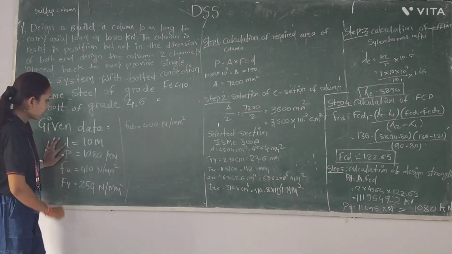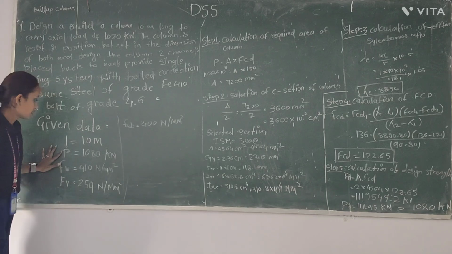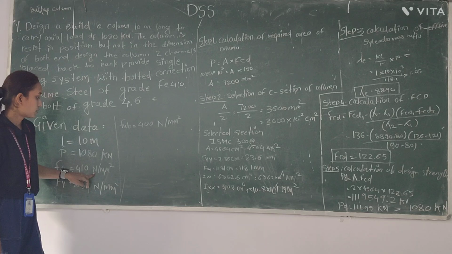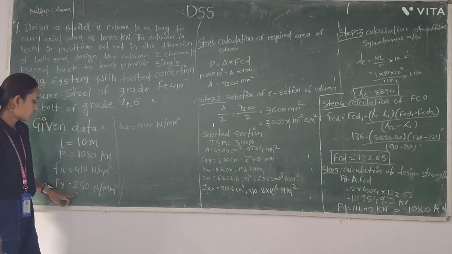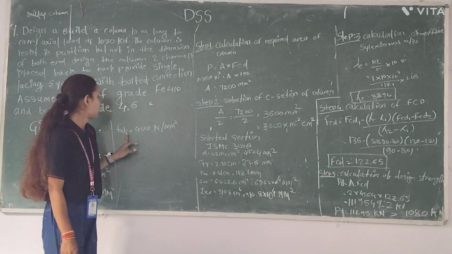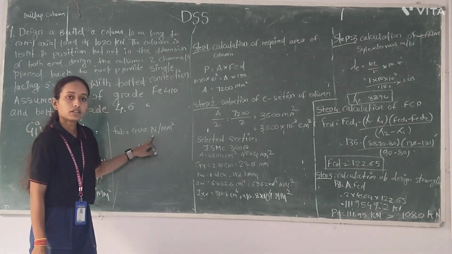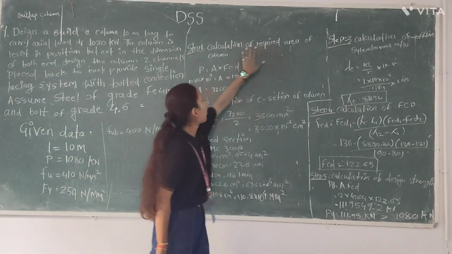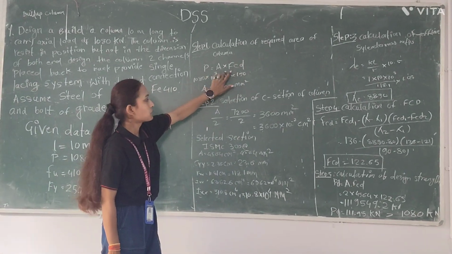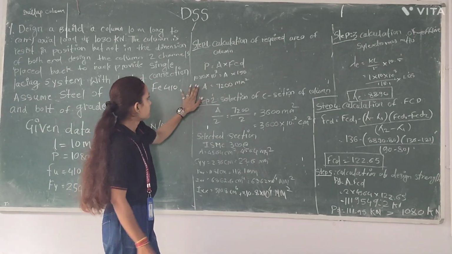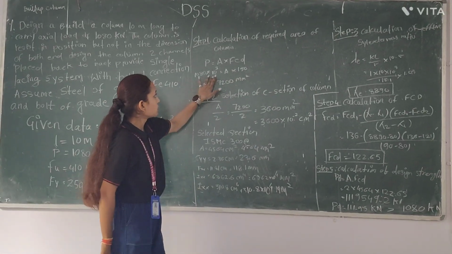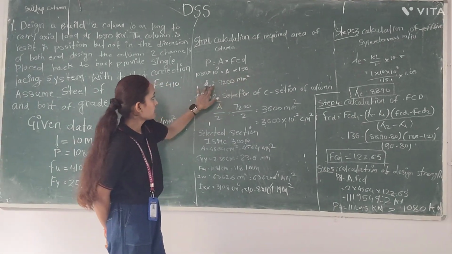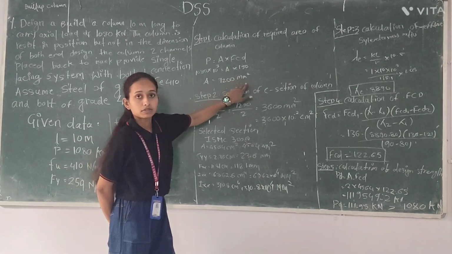Given data: L is equal to 10 meter, P is equal to 1080 kN, Fu is equal to 410 Newton per mm square, Fy is equal to 250 Newton per mm square, Fup is equal to 400 Newton per mm square. Step 1. Calculation of required area of column. P is equal to A into FCD. 1080 into 10 to the power 3 is equal to area into 150. Area is equal to 7200 mm square.